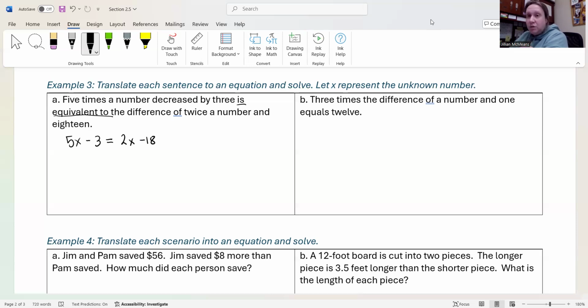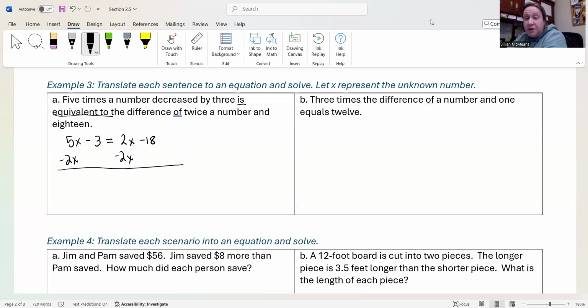I like to always start with my variables. So I've got 5x on the left, 2x on the right. I'm going to move the 2x from the right to the left. Now, 2x is positive, so think of that as like plus 2x. How do we undo addition? Well, we use subtraction. So I'm going to subtract 2x.